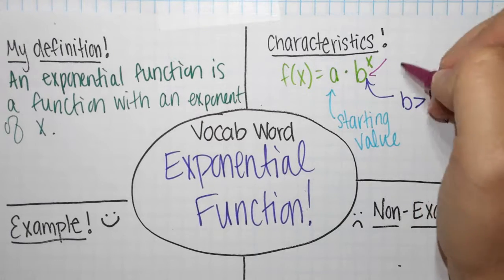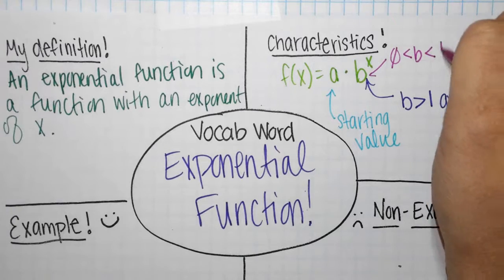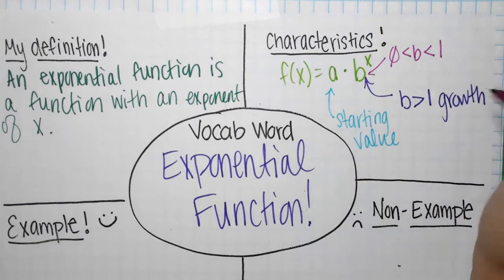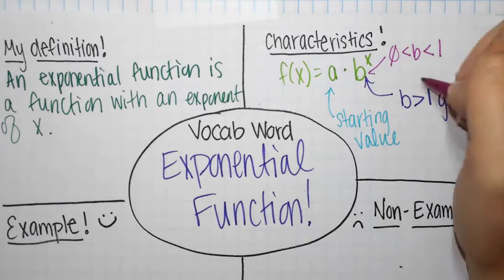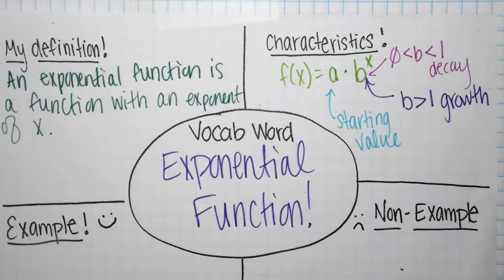Alright, so now if it's a fraction, that means it's between this. It's greater than 0 and less than 1. This is called a decay. And then this number out front, if it's negative, that flips it over, turns it around. It does all kinds of great things to it.